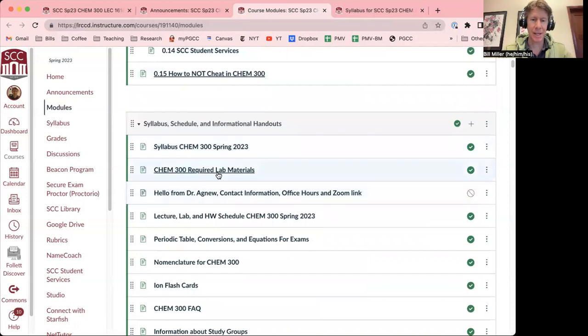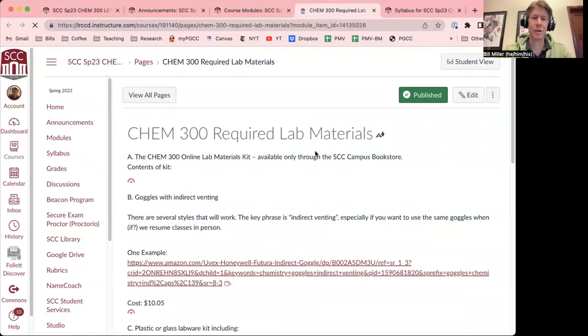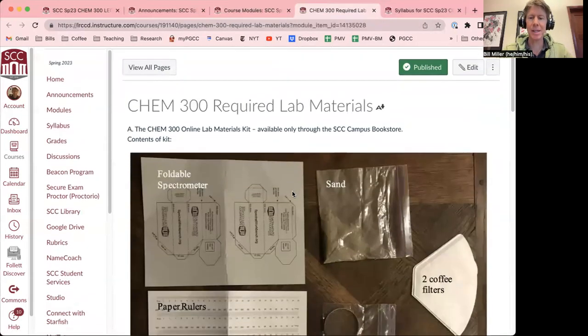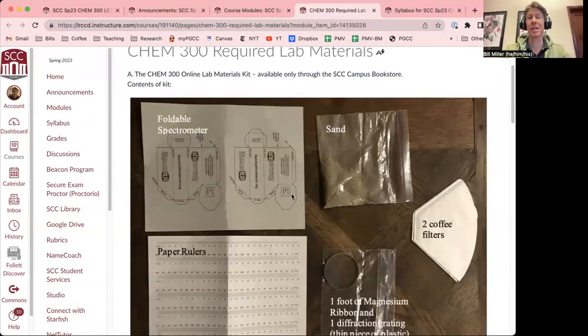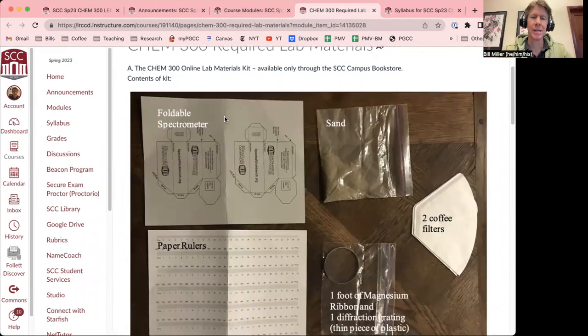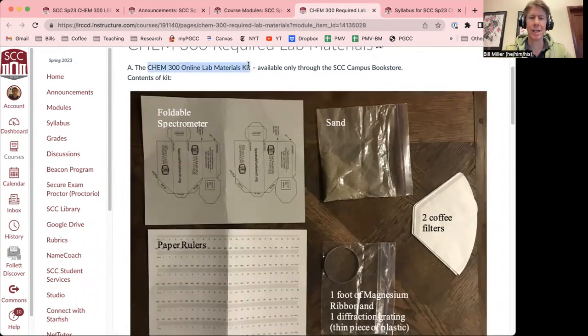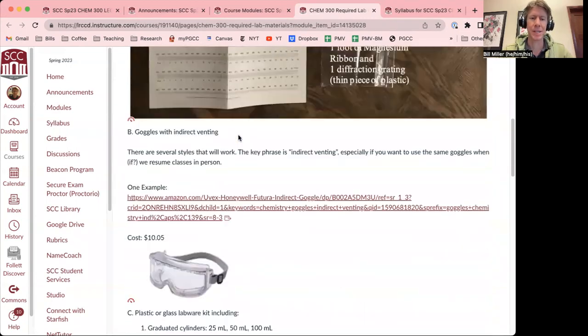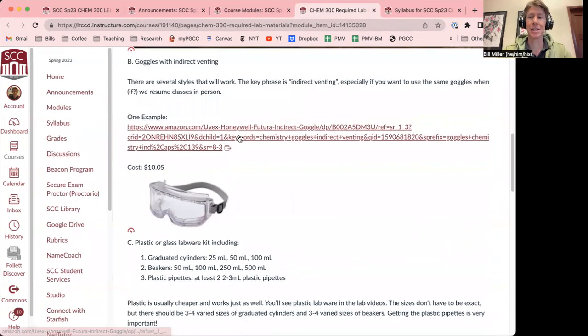Syllabus and the CHEM 300 required lab materials. These required lab materials, I believe, you have to have them by week 4. So you do have a couple weeks, but you do want to get started on it. Here's the CHEM 300 online lab materials kit. And then most of the other stuff is less expensive on Amazon, including goggles.